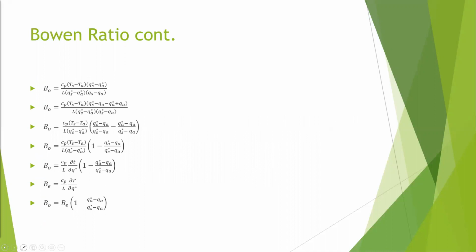Substituting the equations from the previous slides, we get the following form of the Bowen ratio. Now, through the rest of the lines, we use some algebraic manipulations along with substitutions from the previous slide to find the Bowen ratio in terms of the equilibrium Bowen ratio in this bottom equation.